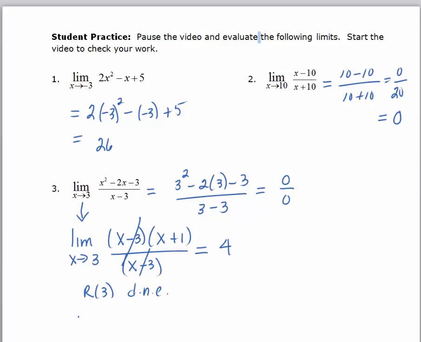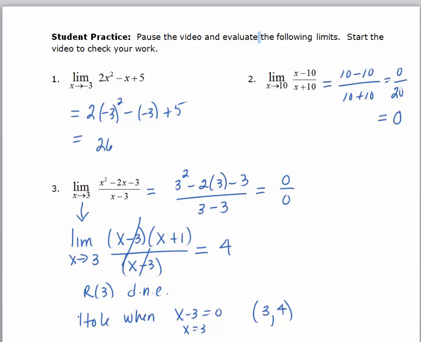that we actually have a hole when x minus 3 is equal to 0. You set the common factor equal to 0, so we get x equals 3 is where the hole occurs, and the ordered pair is going to be 3, 4, the value of that limit.